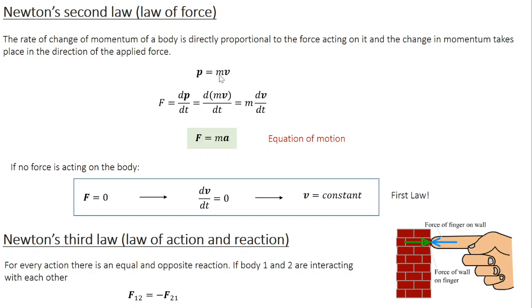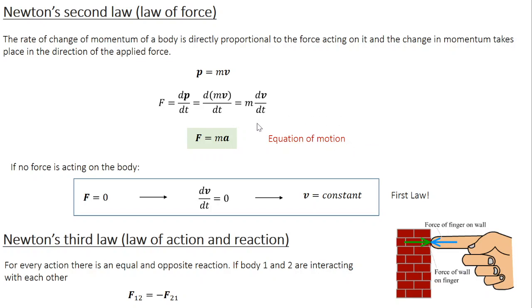So according to Newton's second law, the rate of change of momentum, dp by dt, is equal to the external force F. So I can substitute for P here. P is mv, so this is d by dt of mv. Mass is uniform, or a constant, so you can take it outside the derivative. This is m into dv by dt. Rate of change of velocity is acceleration. So F is equal to ma, which is also known as the equation of motion.